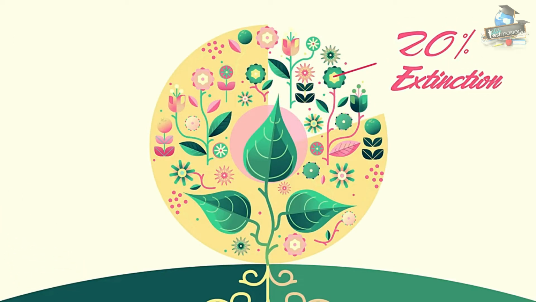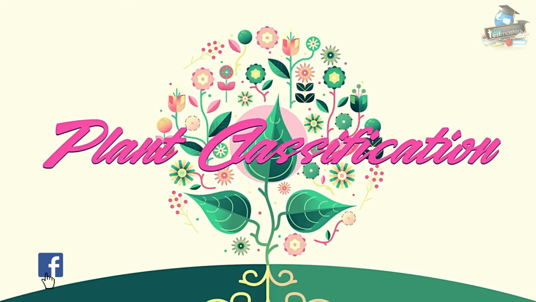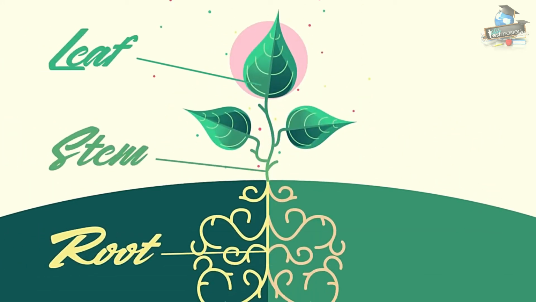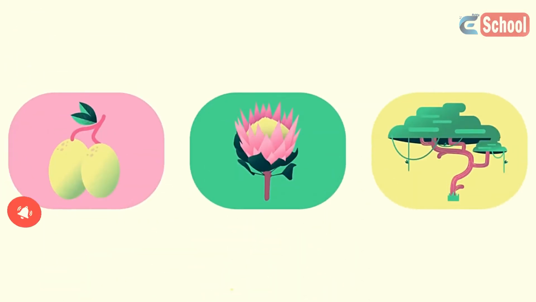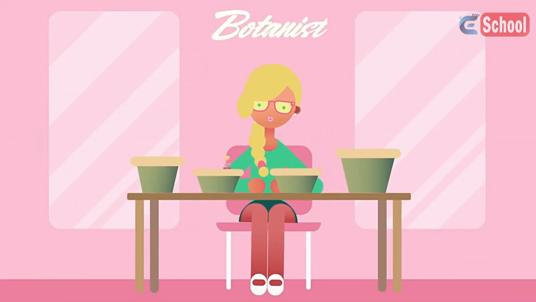In order to continue studying these plant species, we need to organize them in different groups. This is known as plant classification. Plants all have some common parts that maintain their survival, but beyond that they can look very, very different. These differences help botanists classify and organize plants.